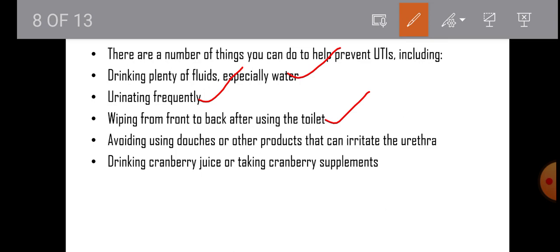It is also very necessary, because maintaining the hygiene of the private parts is very, very essential in both males and females for preventing most infections, right? Maintaining hygienic conditions itself will help us prevent most infections, even UTI. Avoid using douches or other products that can irritate the urethra. Drinking cranberry juice or taking cranberry supplements will also help us to prevent UTI.